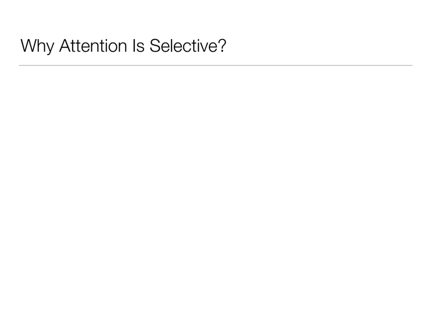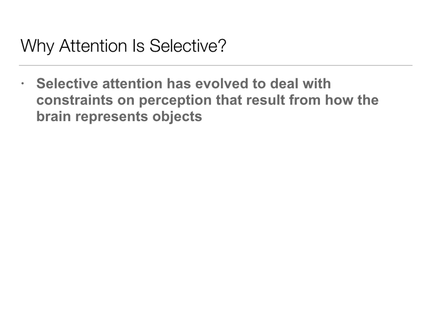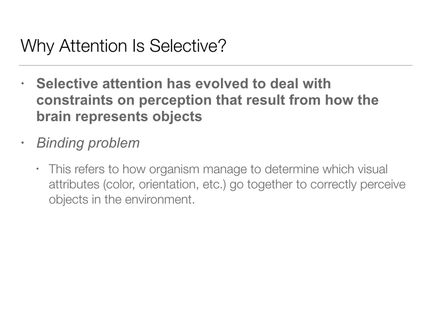So why is attention selective? What's the benefit of selective attention? It's evolved to deal with the constraints on our perceptual system, based on how the brain represents objects. So selective attention evolved so that we can make sense of the world around us. One of the reasons we think this is because of the binding problem. The binding problem is essentially how do we put all this stuff back into one object?